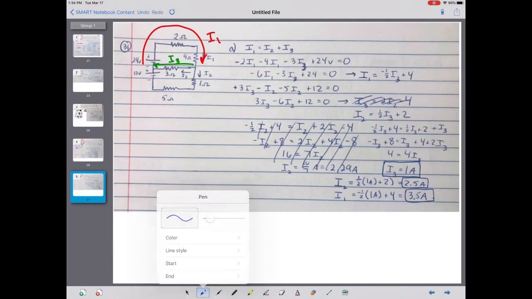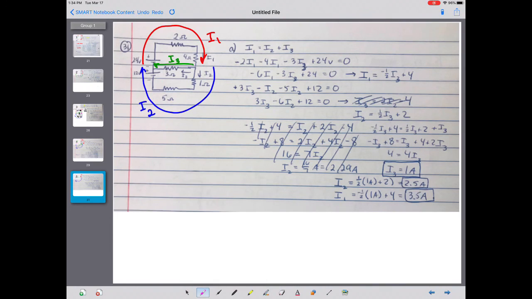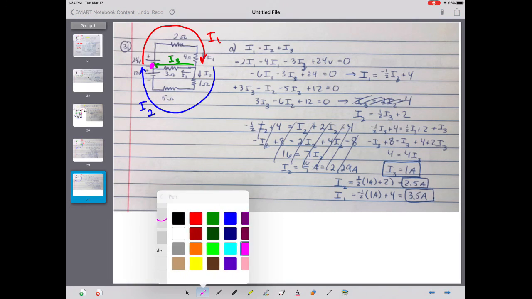And then I2 being pushed around the lower branch, and so all of that would be I2. So then in terms of junctions, at the junction over on the left side where I'm putting the pink dot, I2 goes into the junction and I3 goes into the junction, and I1 comes out. So I1 would equal I2 plus I3.